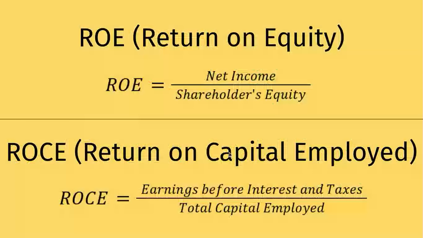Next, we will be talking about ROE and ROCE. ROE is the return on equity. It is calculated by dividing the net income of the company by the shareholders' equity of the company.